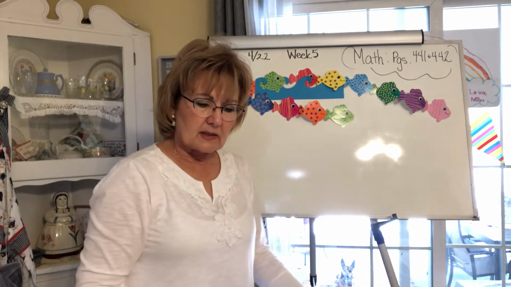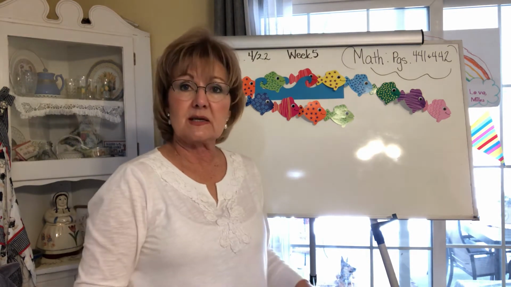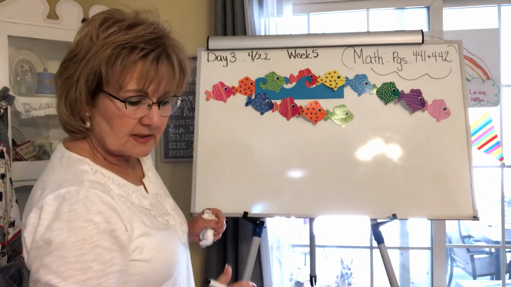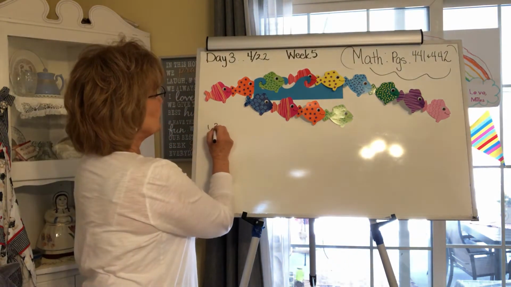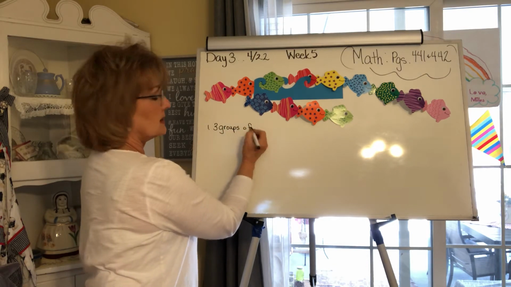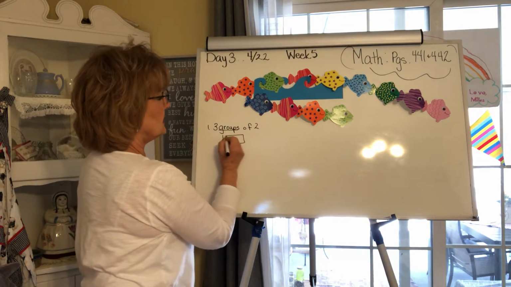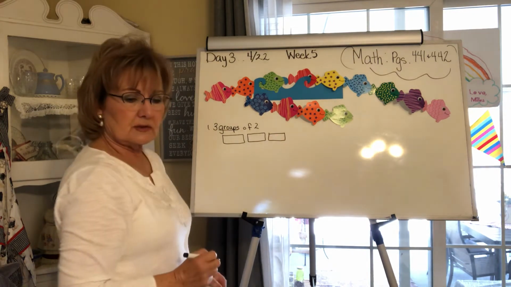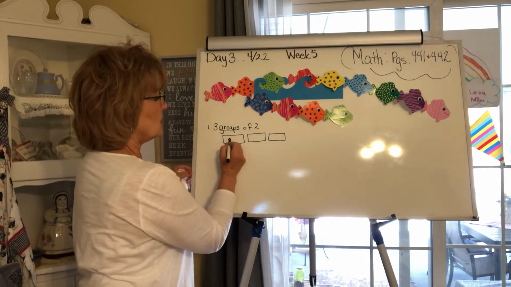So it asks you to draw equal groups and then write a multiplication sentence. They've already given you the addition sentence in each problem. So number 1 says 3 groups of 2. Okay? So when you see groups, you need to draw 3 rectangles or 3 circles, okay? 3 groups of 2 in each one.